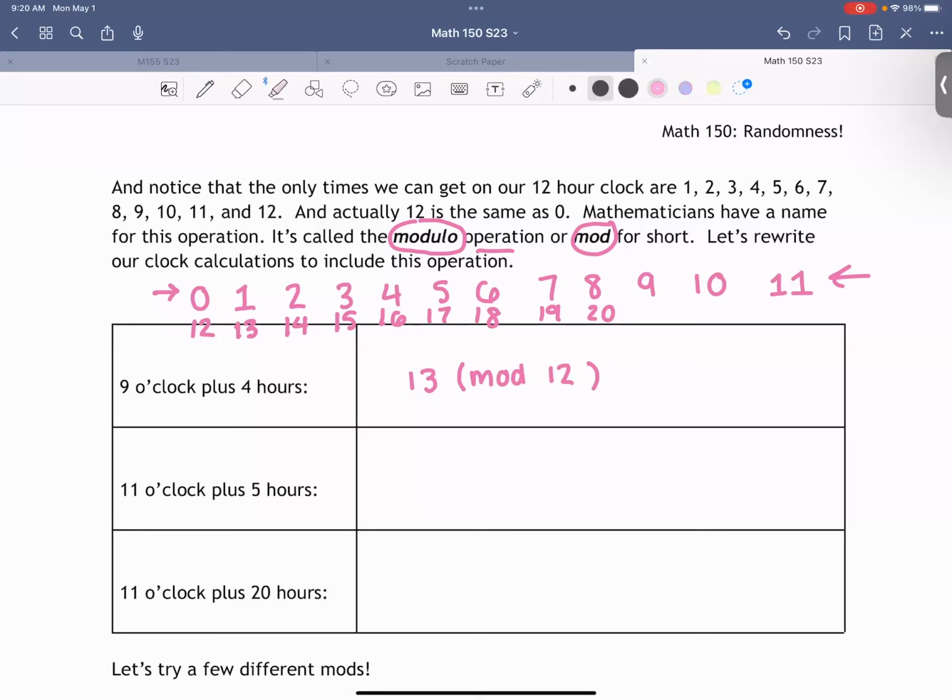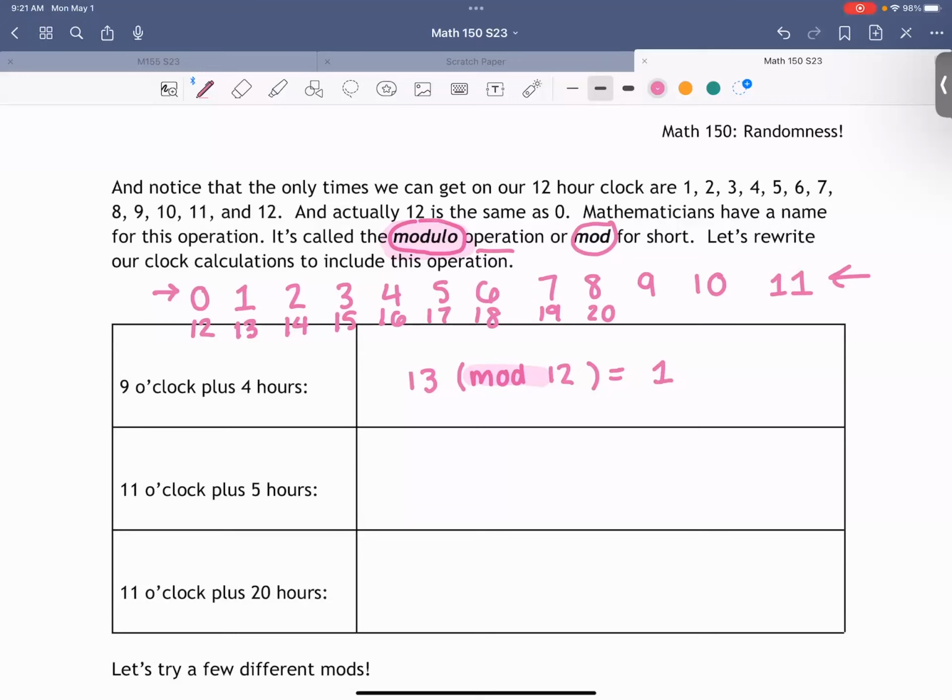It's short for modulo. So modulo is saying subtract 12 over and over again until you get a number between 0 and 11. So it's kind of like addition, subtraction, multiplication. It's an operation. We just call it mod. Yeah. And then when we subtracted 12 from 13, well, we got 1. Okay. So 13 mod 12 is equal to 1.